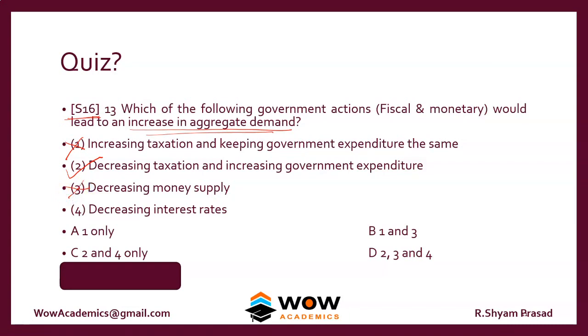And last is decreasing interest rate, yes, if we decrease the interest rate, people will borrow more money and there will be more money supply. So we will check the answer. The answer is C. So 2 and 4 are the right options, so C is the answer.